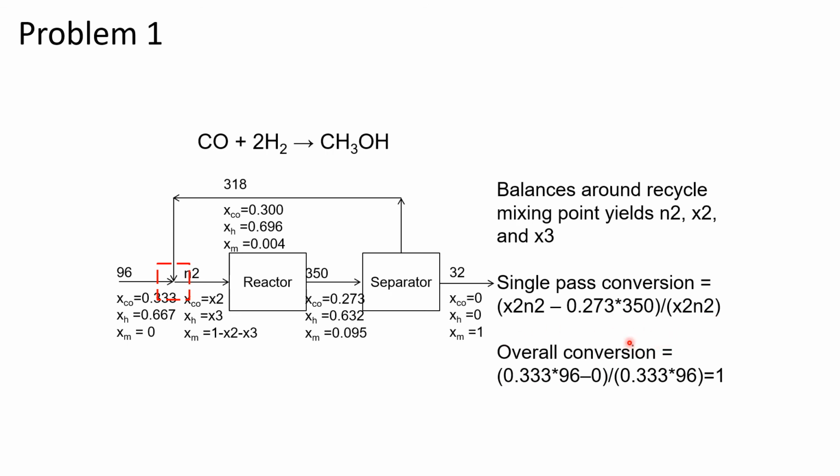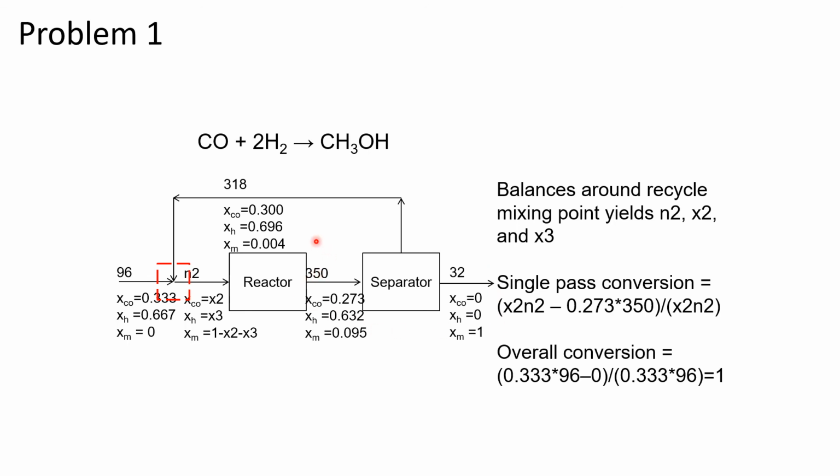The overall conversion is written in terms of the process, so for the overall control volume. The amount of CO that enters the overall control volume is in the fresh feed. The amount is 0.333 times 96, that's N in. What comes out in this product stream is nothing, 0. So we have N in minus N out for the overall control volume, and we're going to divide that by the amount that comes in. We already know enough here to calculate the overall conversion. It's 1. All of the CO that enters eventually reacts because we don't pull any CO out. The product stream contains only methanol.